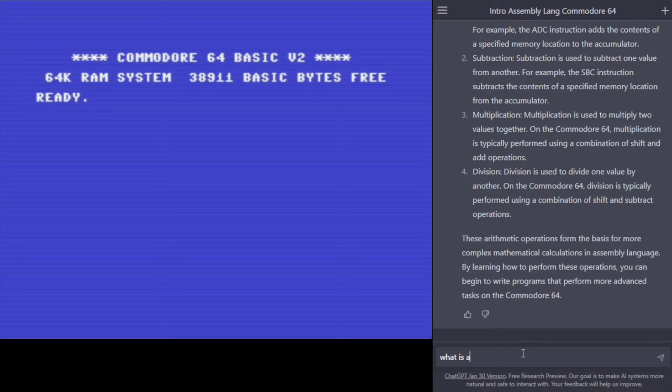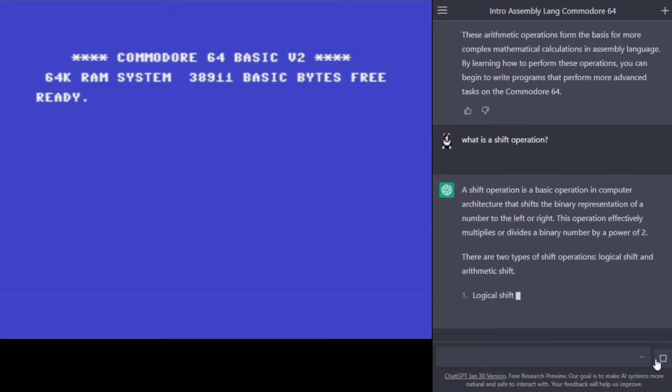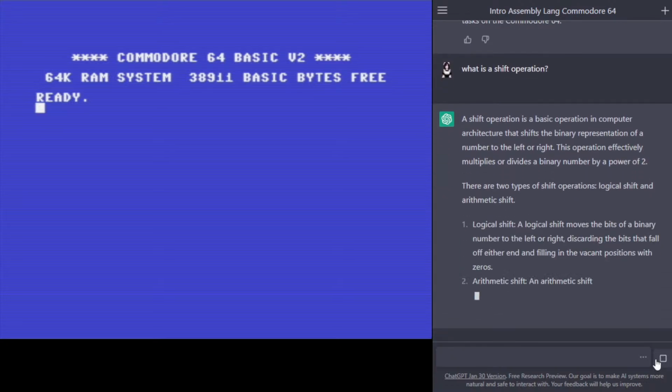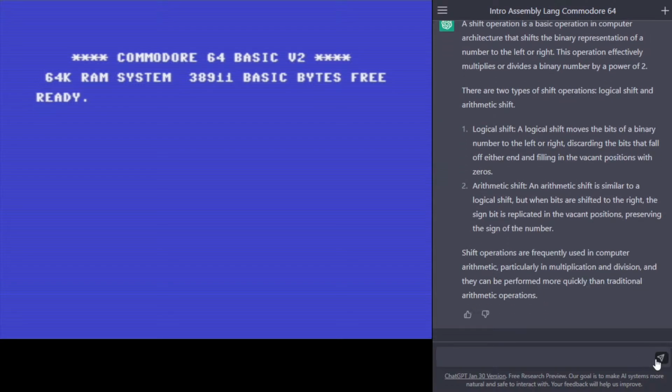So what is a shift operation? Let's just steal it from her. Okay, so what is a shift operation? And one really cool thing about ChatGPT is that it's taking into consideration everything we've already talked about. Now, I've noticed that at times it seems to kind of forget what we've talked about, but it still usually is close to the mark.